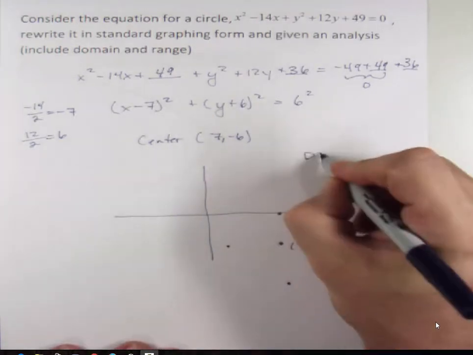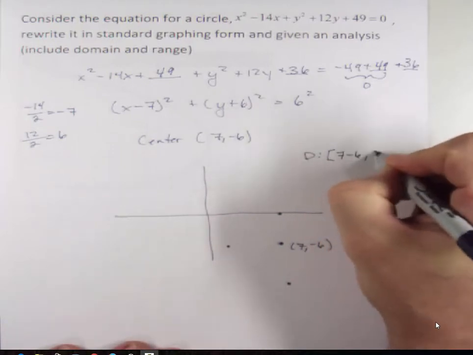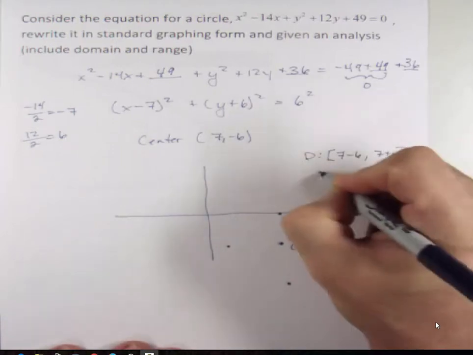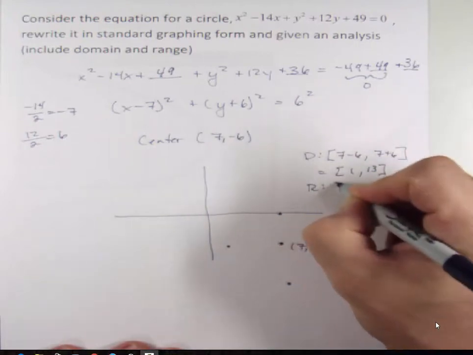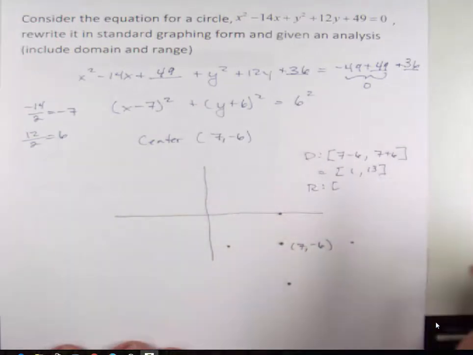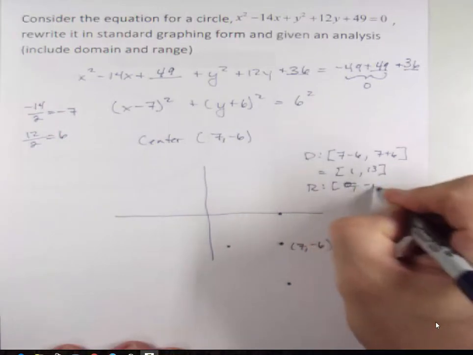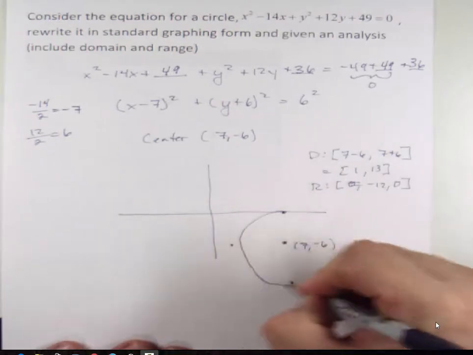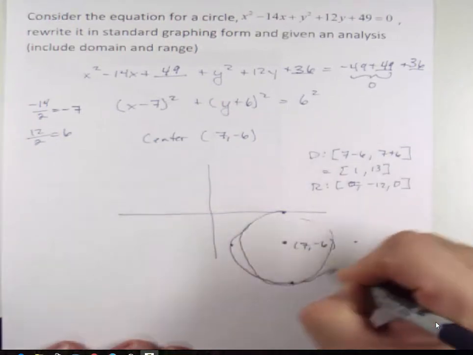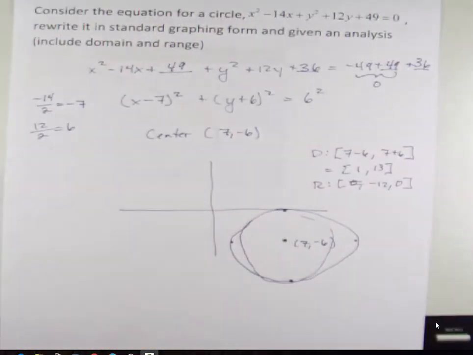So my domain, I think we just said what we were going to do is we're going to go 7 minus 6, and we're going to go 7 plus 6, which by the way should be 1 to 13. The range, again, we would do -6 plus 6 is 0, and then -6 minus 6 is, oops, -12 to 0, sorry. And you know I can't sketch. I can't draw to save my life. But that's what you had to do. So let's catch those mistakes, let's clean them up, and let's drive forward.